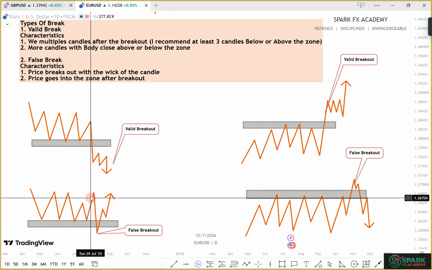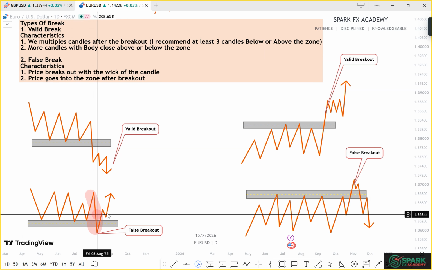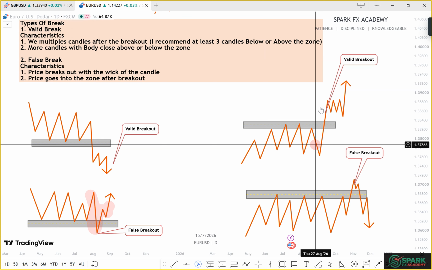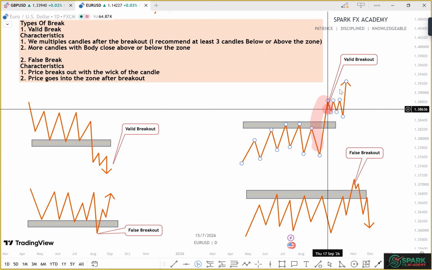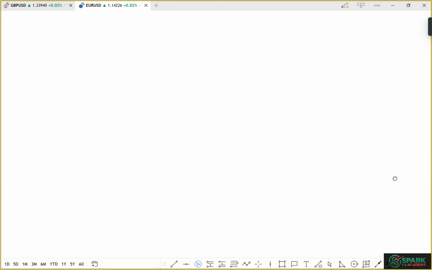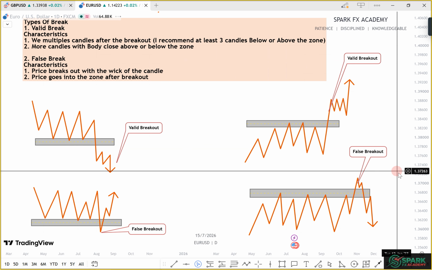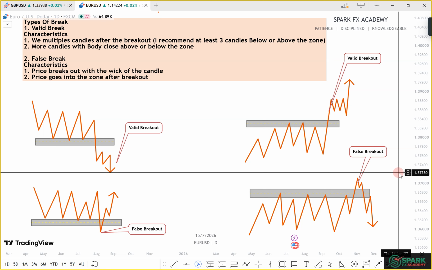And then you can see that in this case, price breaks out. The moment price breaks out, price pushes back into the zone. The same thing here, price breaks out, we have multiple candles after the zone. That's a valid breakout, but here price breaks out, but then price pushes back into the zone. So this is just an illustration of valid breakouts and invalid breakouts before we go to look for them in the chart.